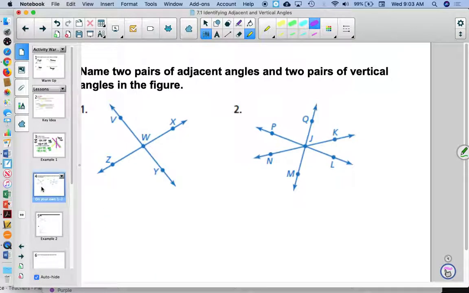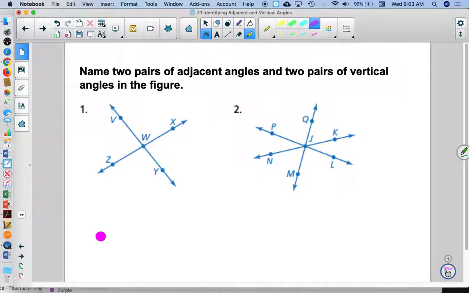All right, you have your own paper. Name 2 pairs of adjacent angles and 2 pairs of vertical angles for both 1 and 2. 2 pairs of each. So start with your adjacent. Put an ADJ above it, and then you'll know what you got there.